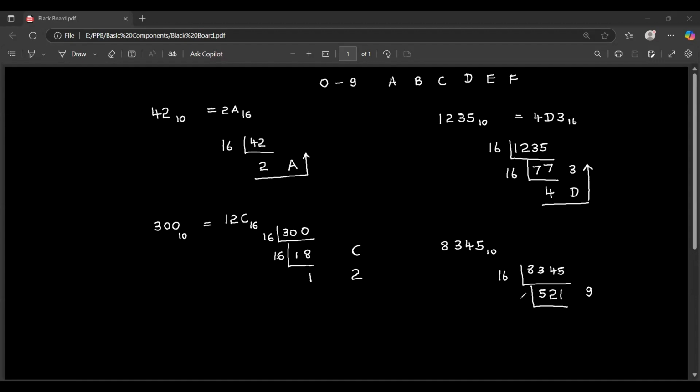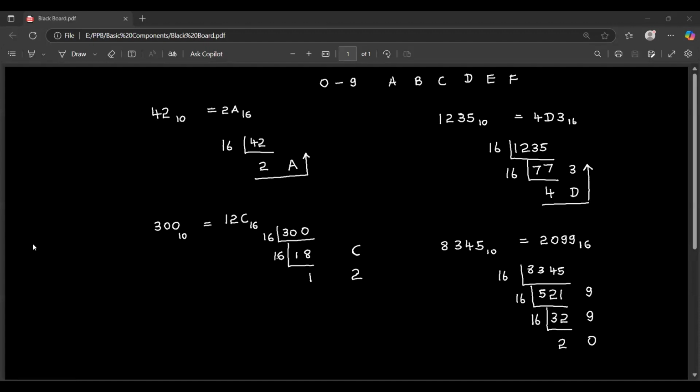Then we can divide 521 again by 16, and that will give us 32, and the remainder will be 9 again. Here we can divide 32 by 16. That will be 2, and the remainder is 0. So 8,345 can be written down as 2099 to the base 16. This is how you normally convert decimal numbers to hexadecimal numbers.